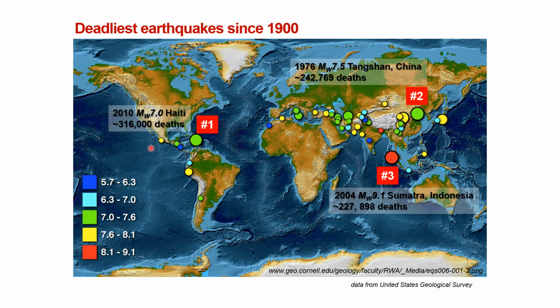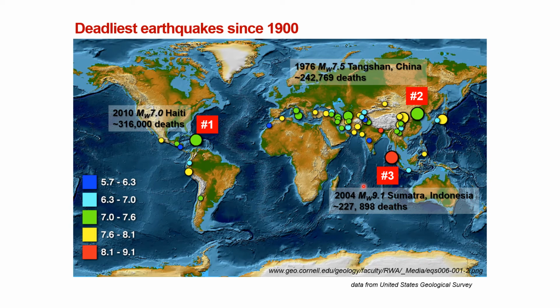Shown here is the map of deadliest earthquakes since 1900s. So over here in number 1 is the Haiti earthquake, magnitude 7 with 316,000 deaths. So sobrang dami. A little bit higher than magnitude 7. So hindi siya little bit actually kasi nga 'di ba exponential yung ating Richter scale. So 7.5 magnitude China earthquake, 242,000 deaths, and then magnitude 9.1 Sumatra, Indonesia earthquake.